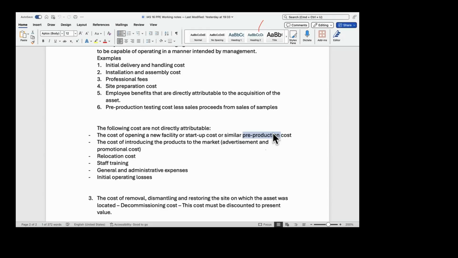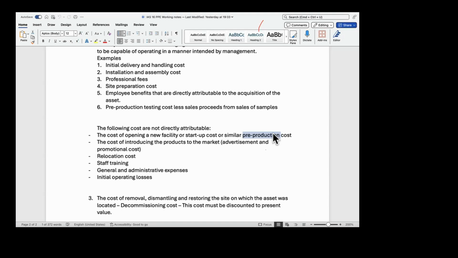Or initial operating losses, or probably you have started using the asset and the asset is not operating to capacity and you're making losses. That is not part of your costs. You expense those costs, right?